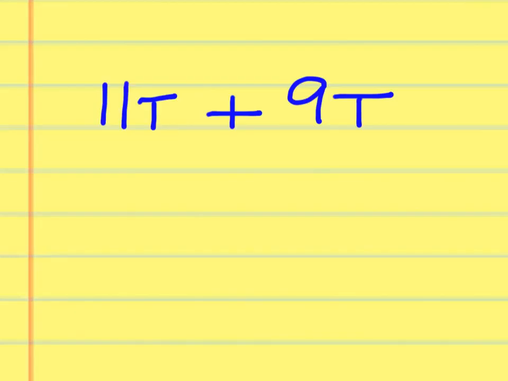11t plus 9t. If you have two terms that are the same, in other words, they have the same variable and only that variable, then you can add them together or subtract. But in this case, 11t plus 9t is 20t.